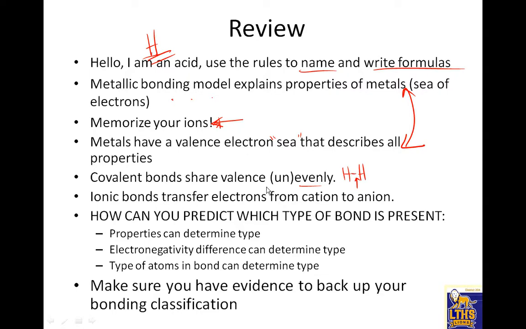Ionic bond, transfer from cation to anion. Well, if you want to know what type of bond is present, look at the properties. Look at the electronegativity. Look at the types of atoms. And then have evidence to back up your claims.